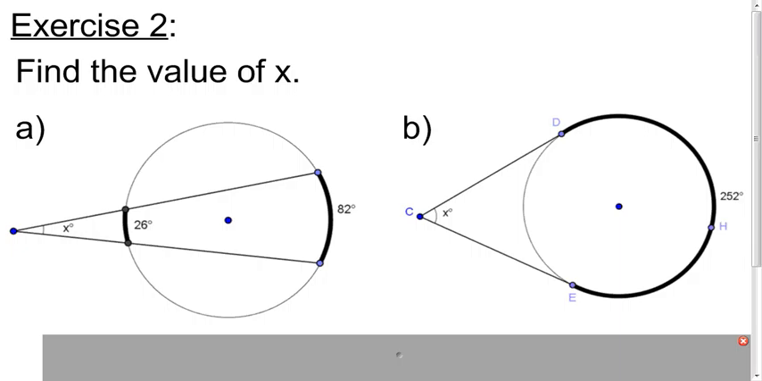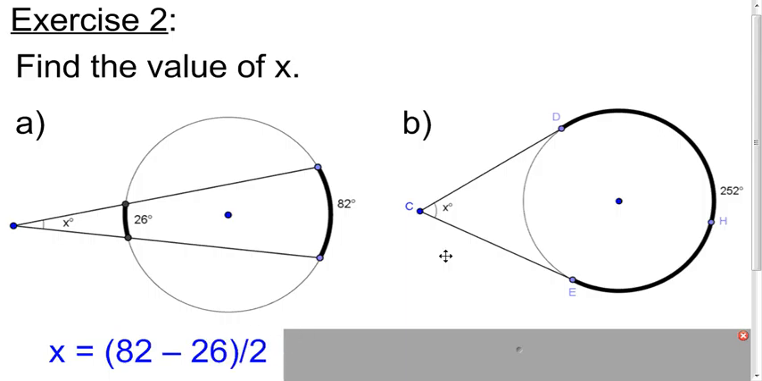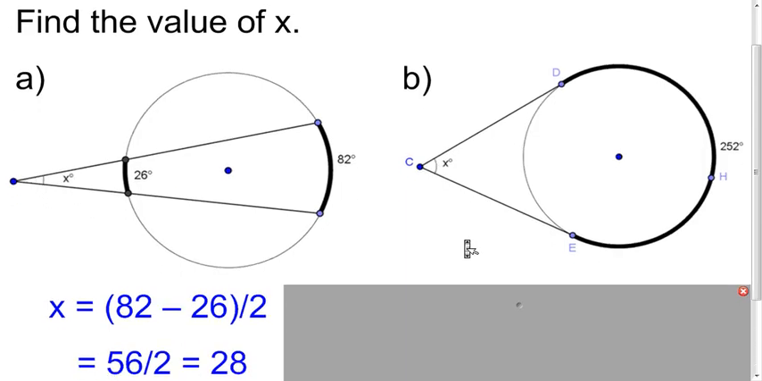So let's apply what we've learned here. So in example A, what are we going to do? Well, x is going to be equal to half of this difference. And so our answer is 28.